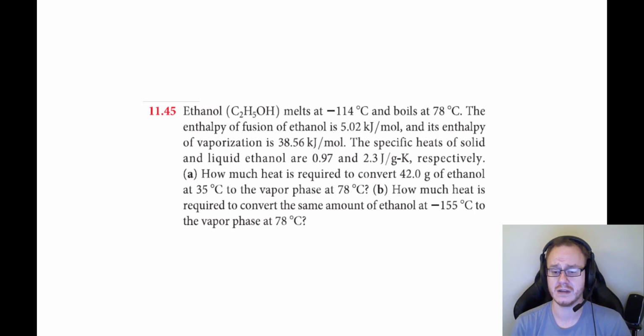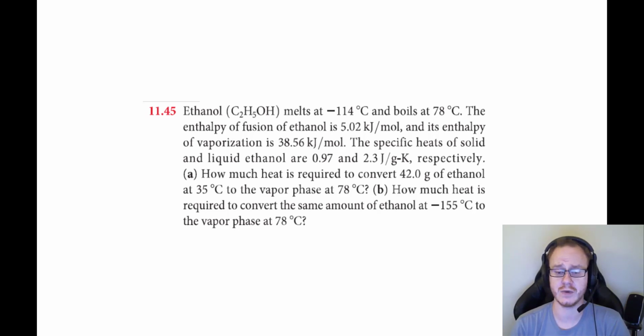The solid phase, the melting portion, the liquid phase, the vaporization portion, they all have their own individual numbers, which is why we see so much. So in 45, ethanol melts at negative 114 degrees Celsius and boils at 78 degrees Celsius. The enthalpy of fusion, the heat of fusion of ethanol, is 5.02 kilojoules per mole. This is the transition energy necessary for a solid to a liquid or vice versa, a liquid to a solid. The enthalpy of vaporization, the heat of vaporization, is 38.56 kilojoules per mole.